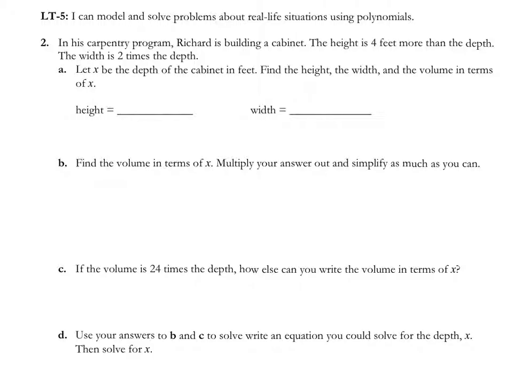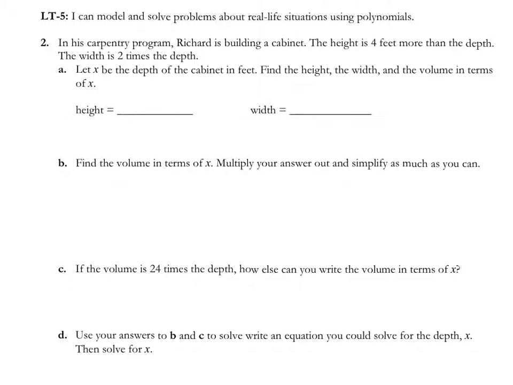Now let's move on to problem number 2. So problem number 2 is this problem about Richard building a cabinet. I know that we talked about this one in class, but I wanted to go over it again in this video because it is an important type of problem. So in this problem, we have Richard building a cabinet, and we're given some information about the cabinet. Eventually, we're going to try to find the dimensions of the cabinet based on all the information that we're given.